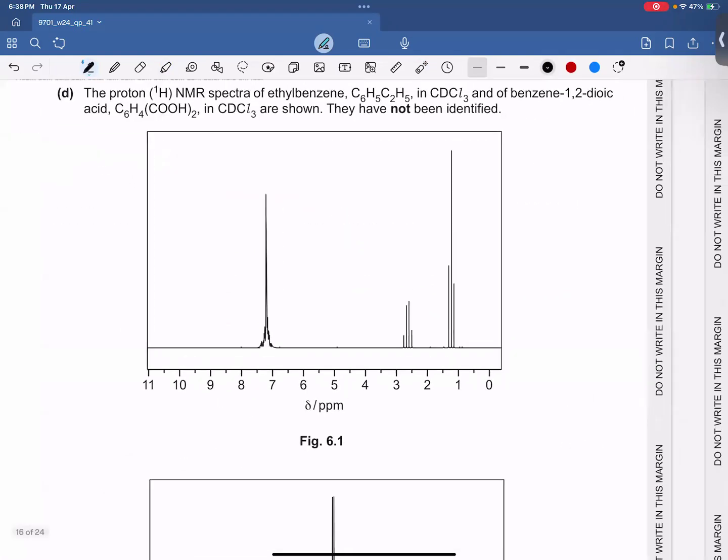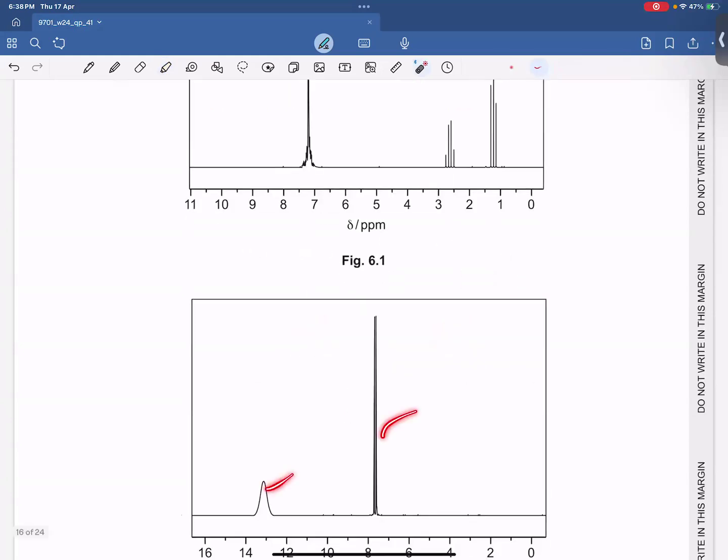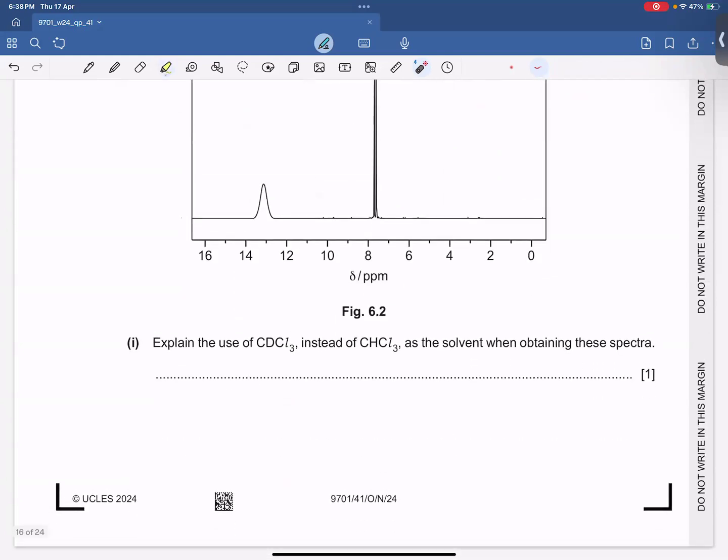Next, the proton NMR spectra of ethyl benzene in CDCl3 and of benzene 1,2-dioic acid in CDCl3 are shown. They have not been identified. Okay. So here there are 3 peaks, 3 chemical environments. We have 2 peaks, which means we have 2 chemical environments. Let's move on to the next part of the question.